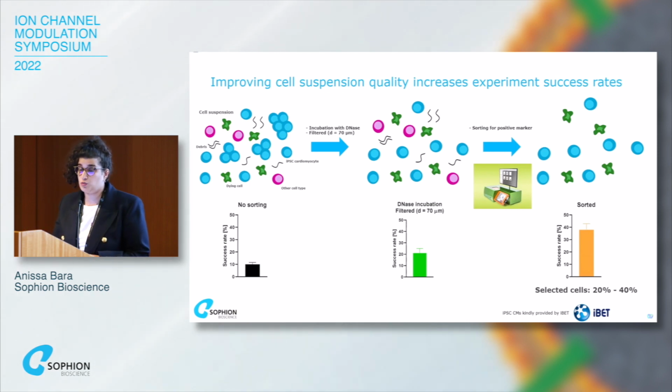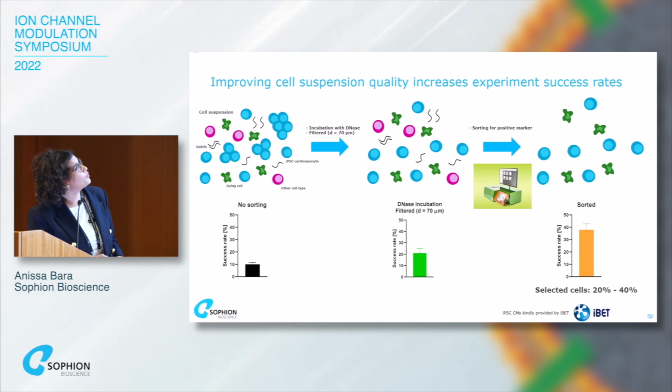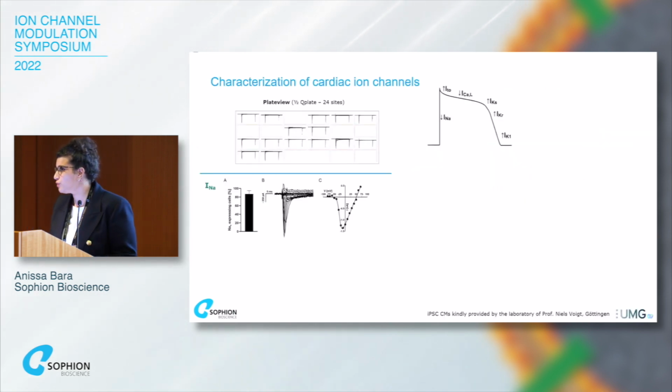The other thing that we have discovered from all of this process is that we need to have a large sorting material, because we will lose a lot of cells during the sorting process. And now the fun begins. So we can finally do electrophysiological measurements.